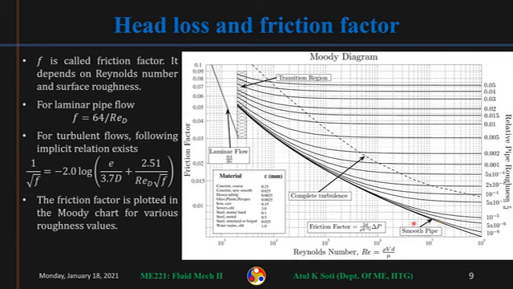So as expected, you see that as I'm increasing the surface roughness, friction factor is increasing at any Reynolds number. As the surface of the pipe becomes rough, the friction effects are increasing, because as friction factor increases, your head loss will increase, because head loss is directly proportional to F. Okay, so that's it about the friction factor. Thanks.